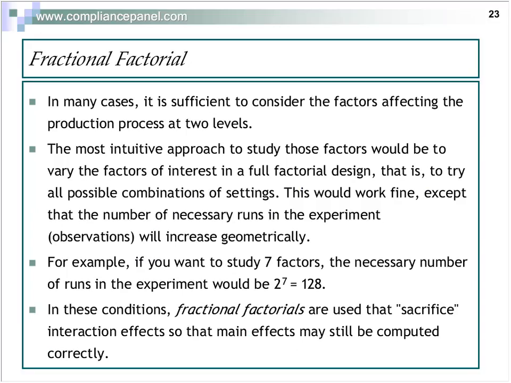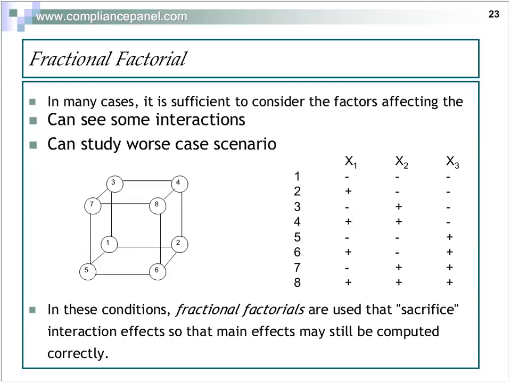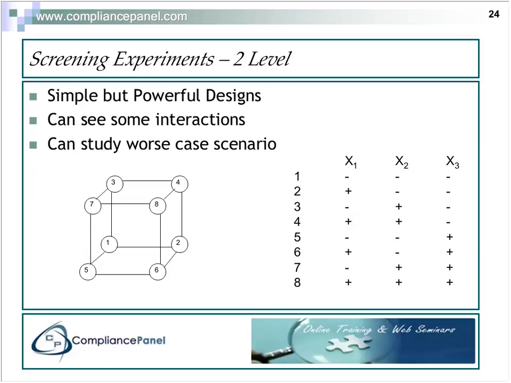So you will definitely do a fractional factorial and sacrifice interaction effects so that the main effects can be computed and evaluated correctly. Again, here is that design that you saw before. 8 runs, 2 levels, 3 factors, and we can go and look at some of the interactions. We can look at all the two-way interactions.